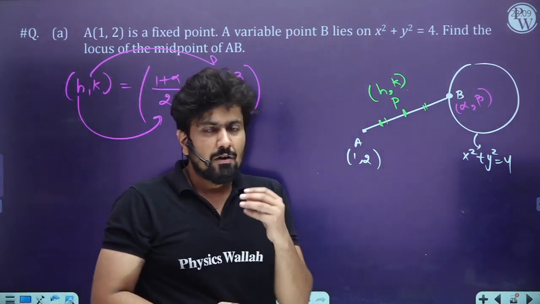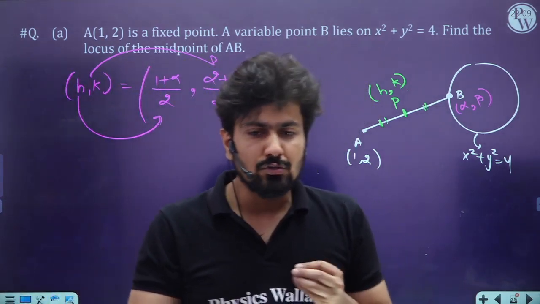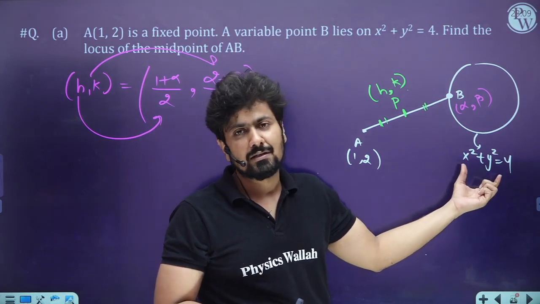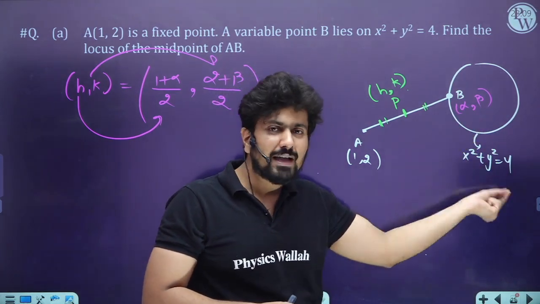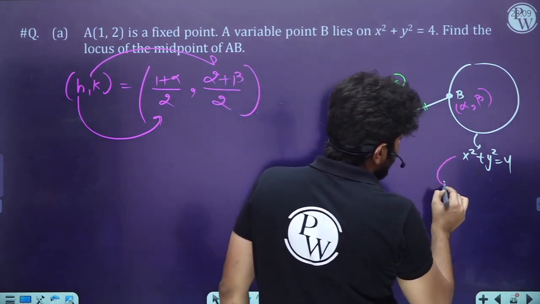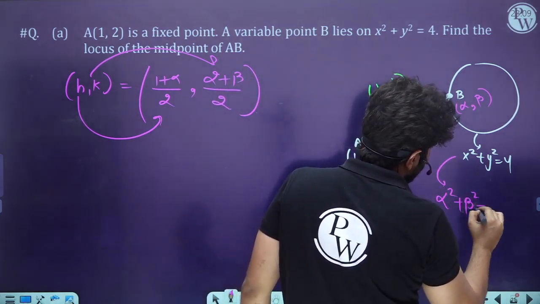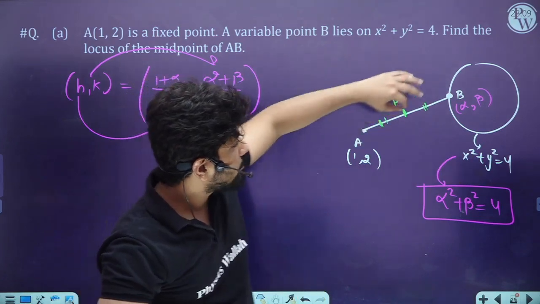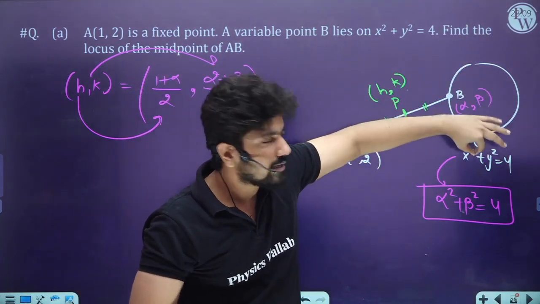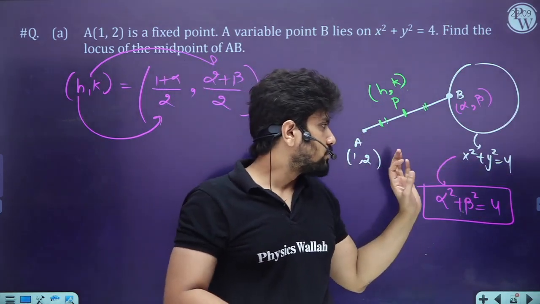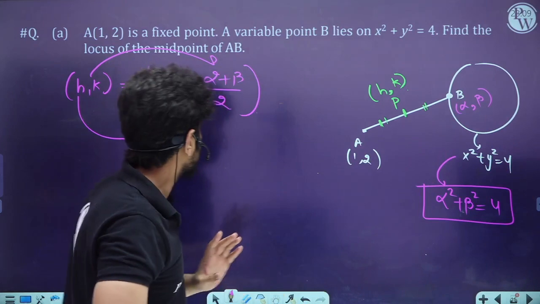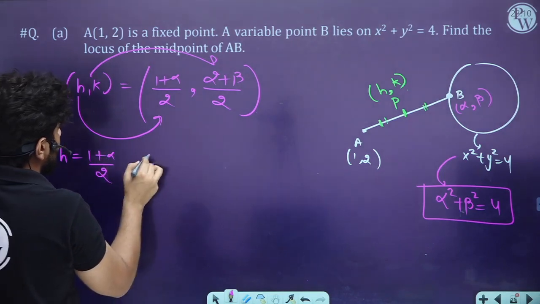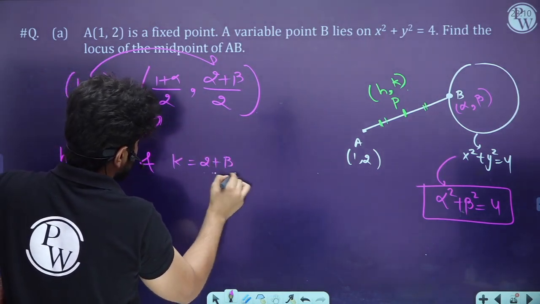But that is not an answer. One important piece of information that we haven't used yet is that this point B (alpha, beta) is lying on this circle. So this point is going to satisfy the equation of this circle. So definitely alpha squared plus beta squared is going to be 4. In place of x, put alpha. In place of y, put beta. Why? Because point B is on this circle. If a point is on a circle, it will satisfy the equation of the circle. So alpha squared plus beta squared is equal to 4, h is equal to (1 plus alpha)/2, and k is equal to (2 plus beta)/2.